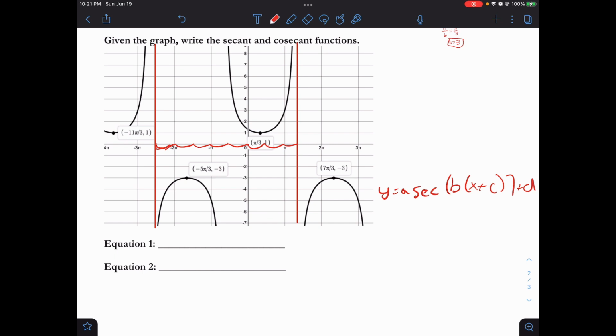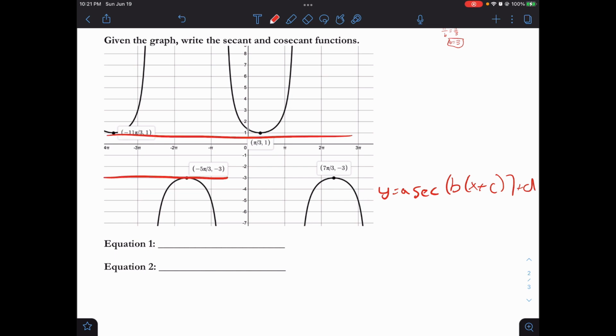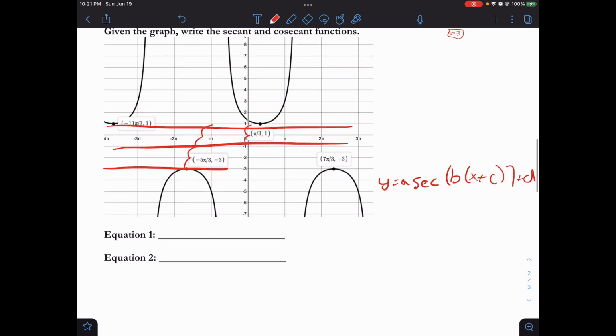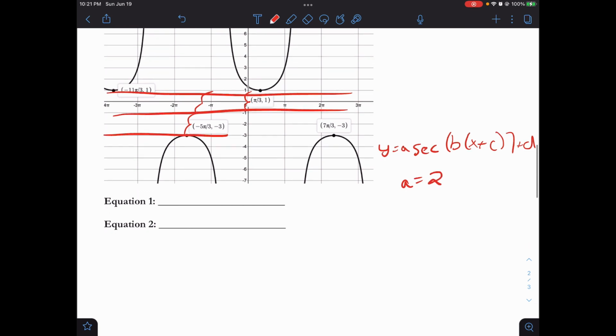Okay, so now we know that to find a, we first figure out the distance from one of the minimums to one of the maximums. So that is 1, 2, 3, 4, and then take the midline and then figure out how much, and so that's going to be 2. So a is equal to 2.